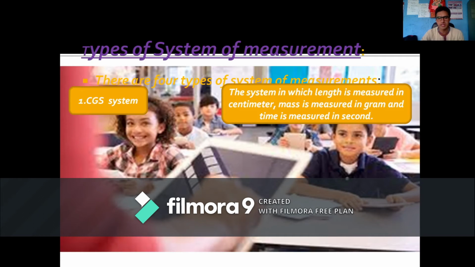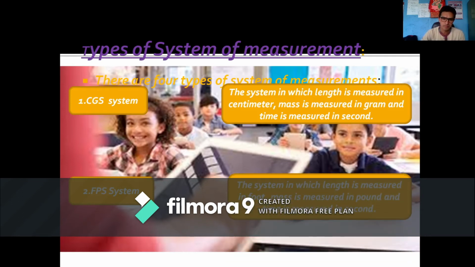So the first one is the CGS system, the system in which length is measured in centimeter, mass is measured in gram, and time in second is called the CGS system. And this CGS system is also called the French system.